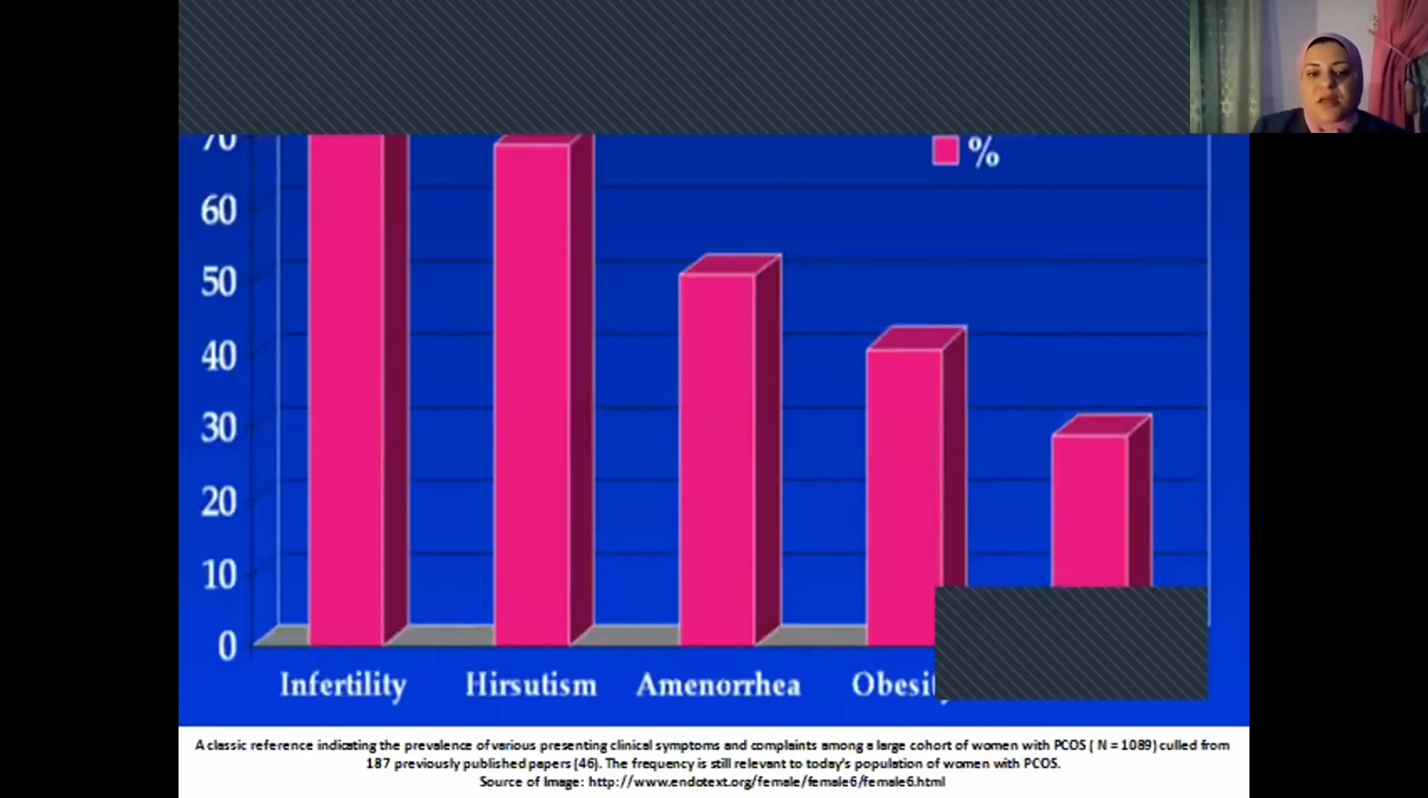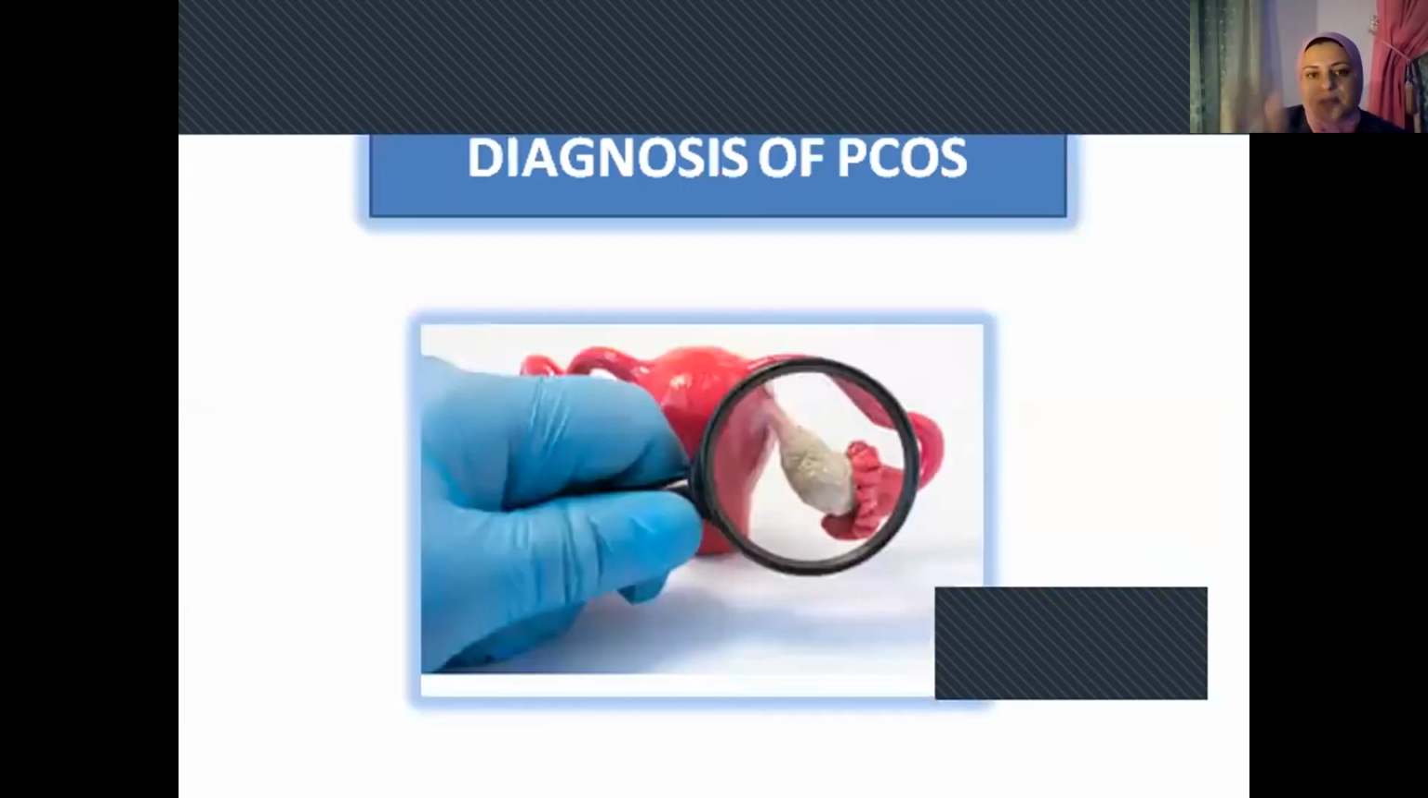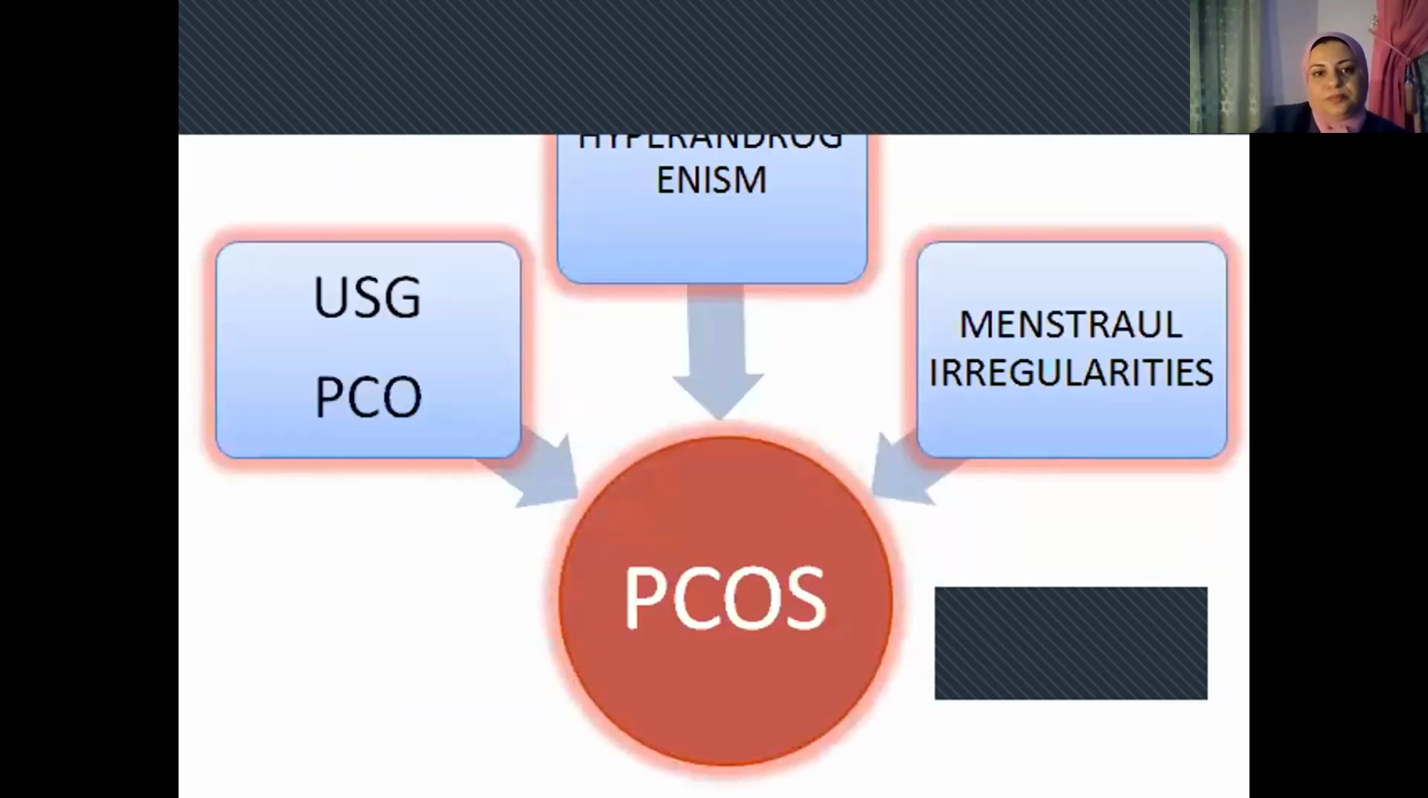These are the symptoms the patient comes complaining of. Infertility is the most common, then hirsutism, amenorrhea, obesity, and dysfunctional uterine bleeding. So how do we diagnose polycystic ovarian syndrome? We diagnose by hyperandrogenism, ultrasound showing the polycystic ovary, and menstrual irregularities.